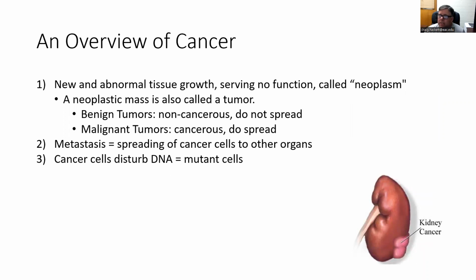When we talk about cancer, it was just abnormal tissues. We call it a neoplasm. They can either be benign or malignant. So the benign means they're not cancerous, they're not spreading. Malignant means they're going to spread. Metastasize is the spreading of that cancer to other organs.